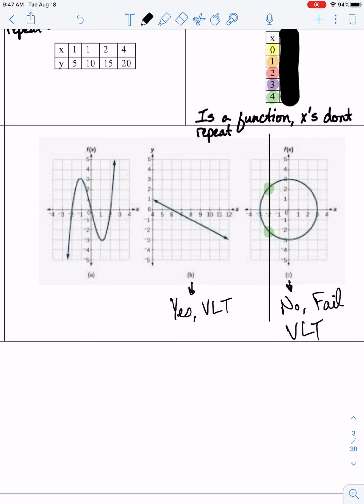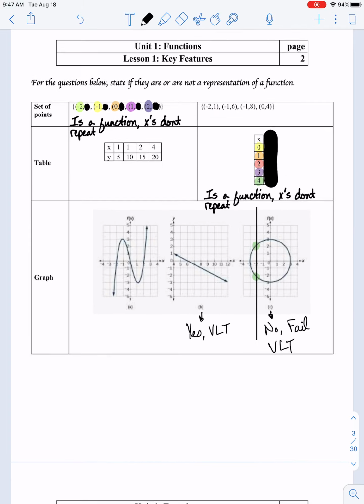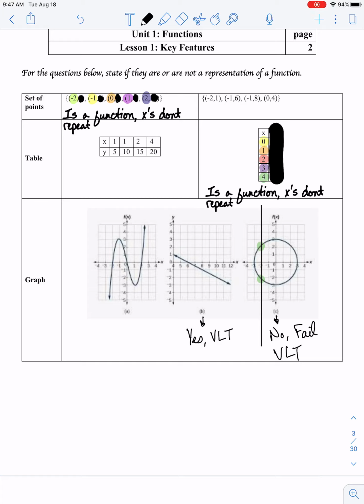Okay, so your classwork will be to do the last table example, the last set of points, and the last graph. Again, I'll put essentially an answer key up and share it with y'all in a Google Drive.